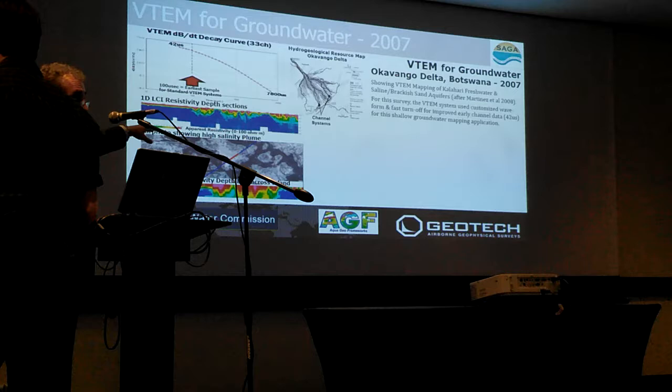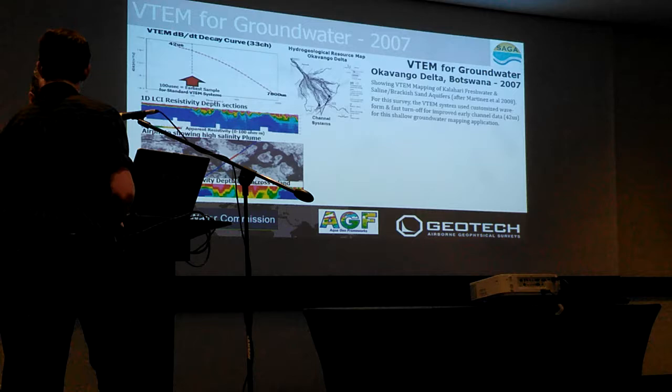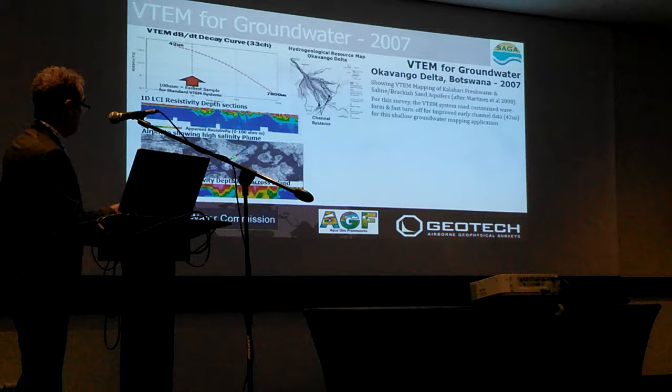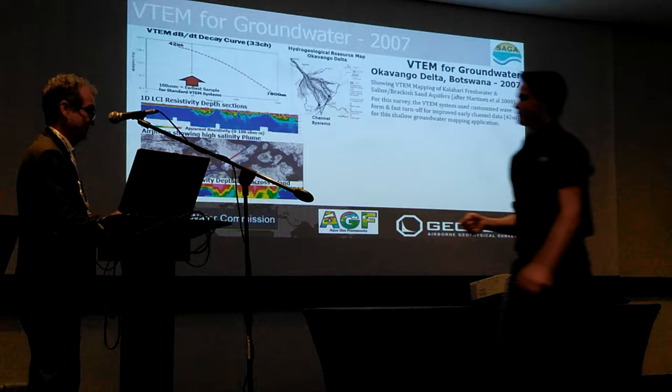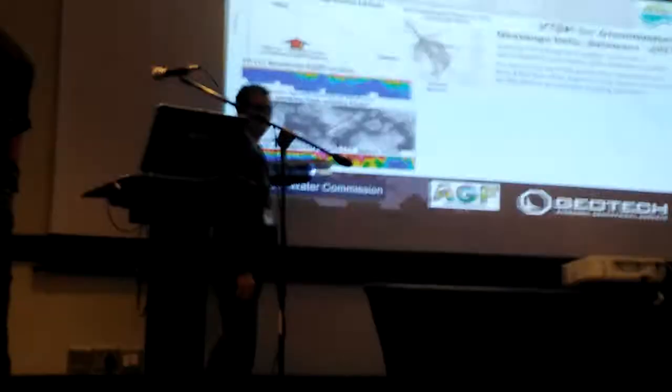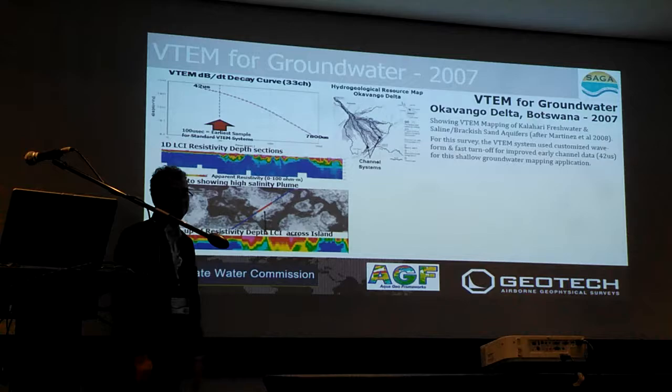What I'm showing here is a profile, and there's an island here, and there was actually a high. There's a saline plume, and it's right there. And that was marked as conductive, right? So you've got this resistive water in the middle of the island, and this high salinity plume in the middle of the island as well. That's a really interesting result.